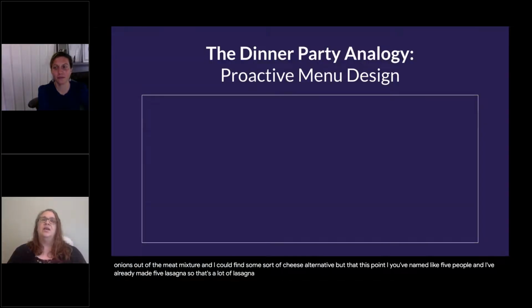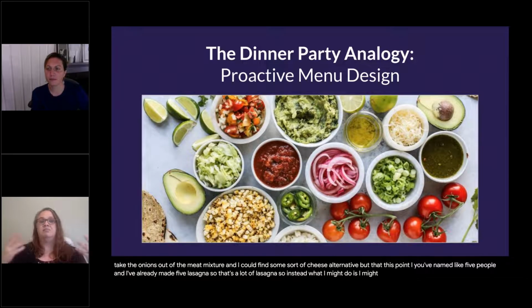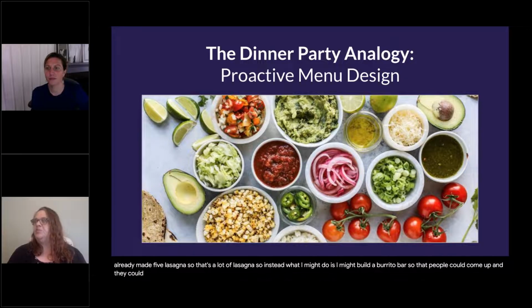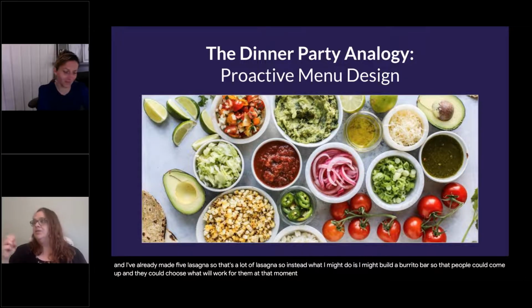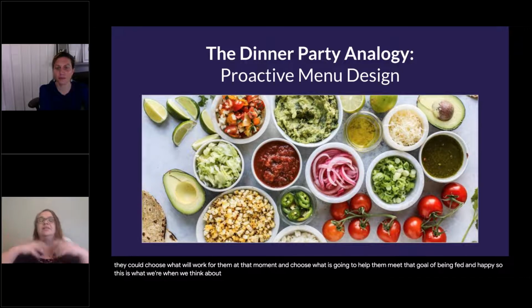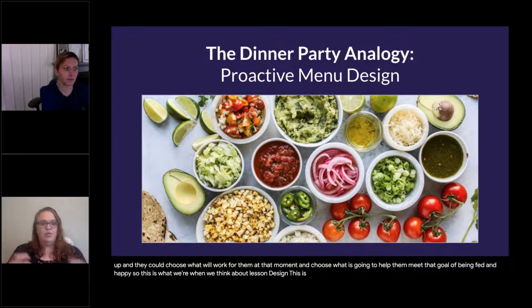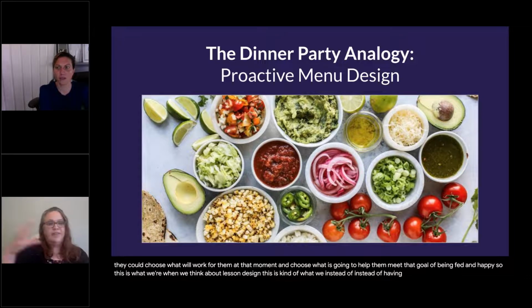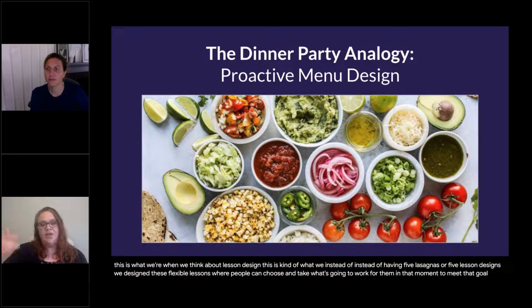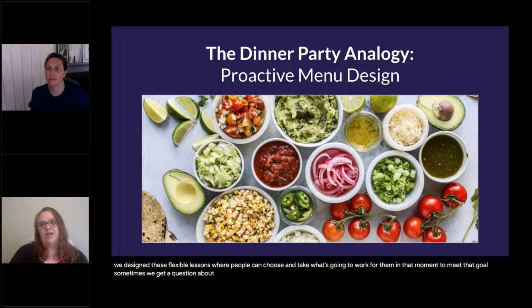So instead, what I might do is build a burrito bar, so that people could come up and choose what will work for them at that moment and what is going to help them meet that goal of being fed and happy. When we think about lesson design, instead of having five lasagnas or five lesson designs, we design flexible lessons where people can choose and take what's going to work for them in that moment to meet that goal. Sometimes we get a question about that.